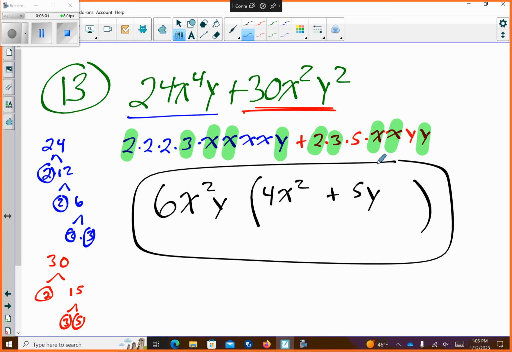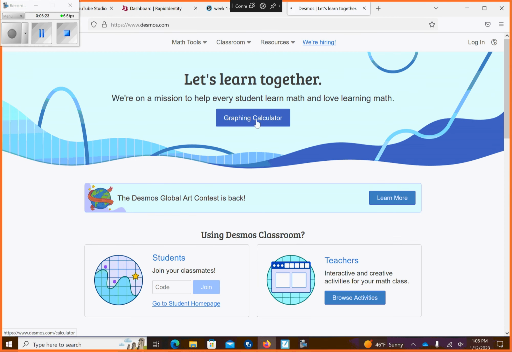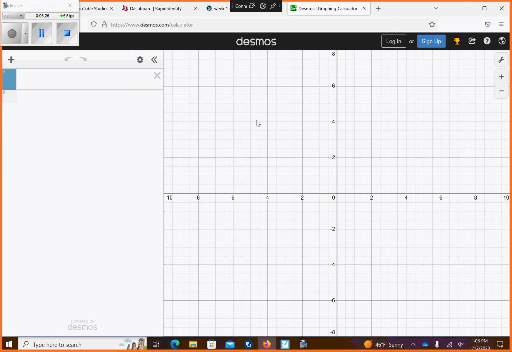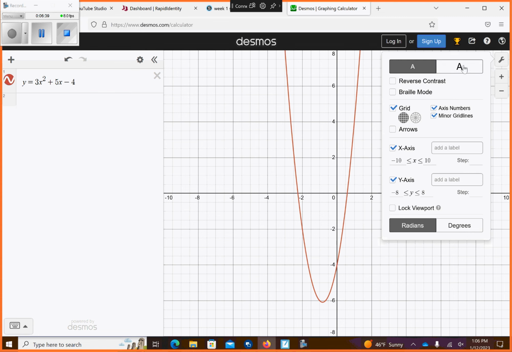15. Okay. So let's take a look at number 15. We're going to jump on Desmos real quick. And those of you who are brand new, I would like you to load Desmos on your phone. It works really nicely for you. All right. So Desmos 15. In order for 15 to work, I need to make it y equals. Agree? Okay, so y equals 3x squared plus 5x minus 4. And let's bold it a little bit so it looks a little nicer.